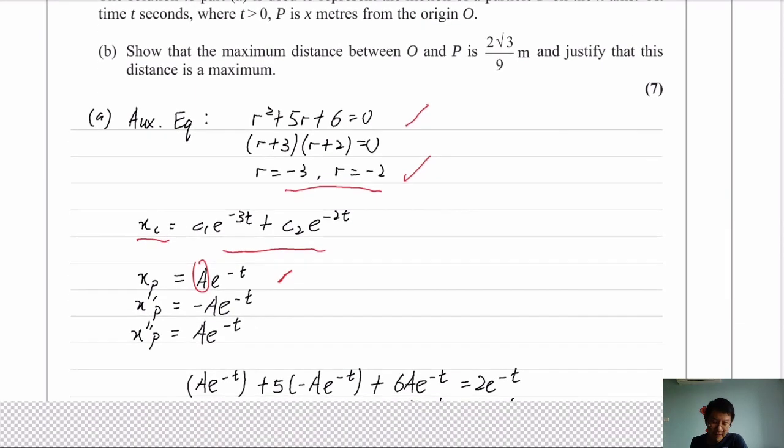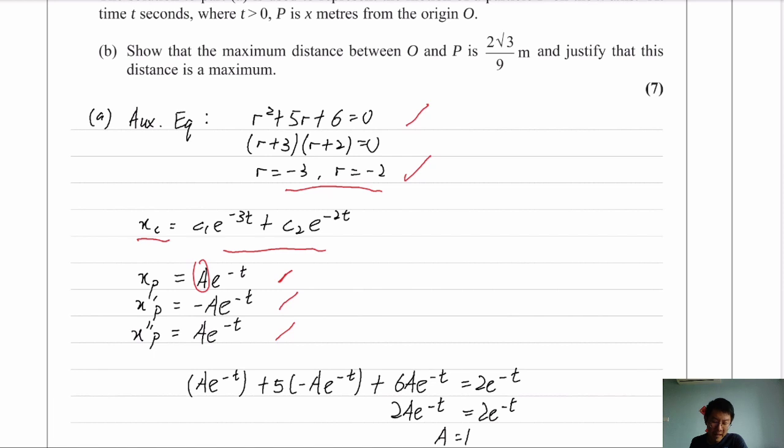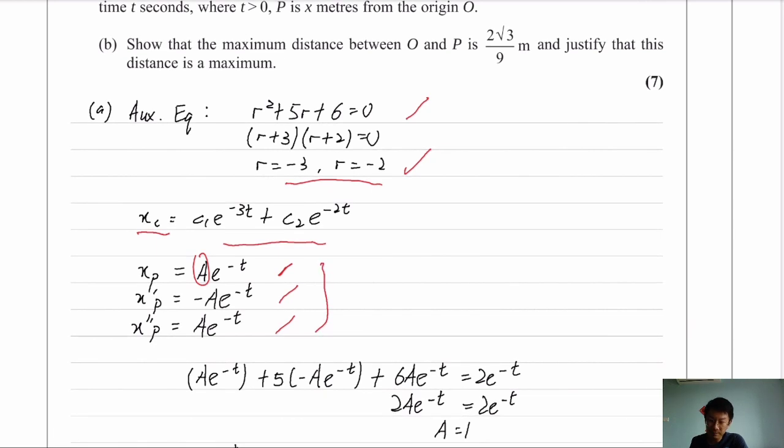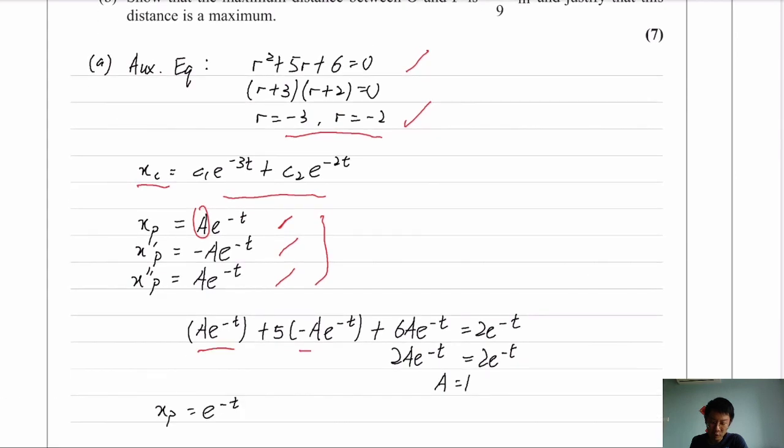Before we can solve for a, we need to differentiate xp. We will get x prime p and also x double prime p. After this, we substitute all of these back into the equation. We add all the terms and end up with a equals 1. With a equals 1, we find our particular solution is just e to the power negative t.